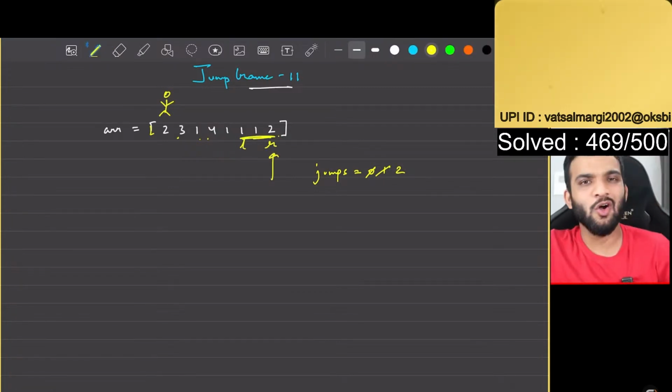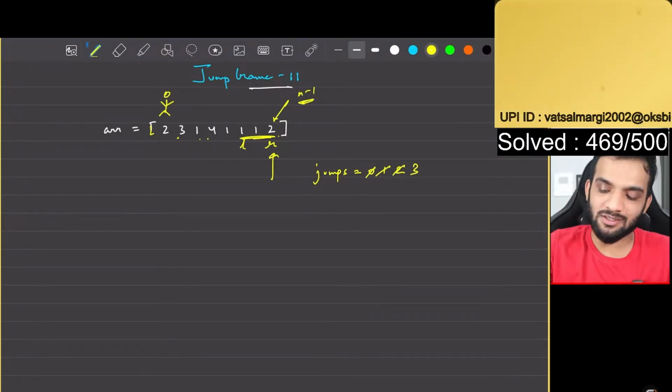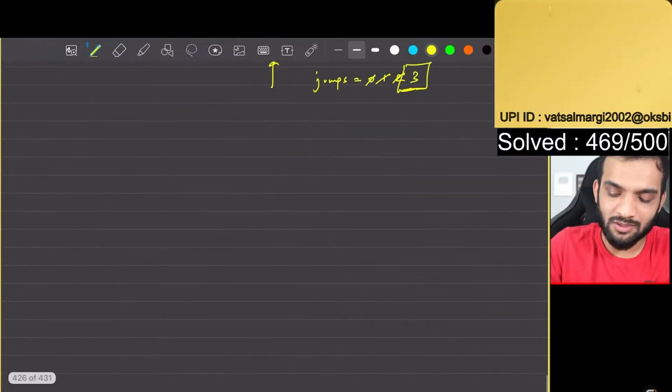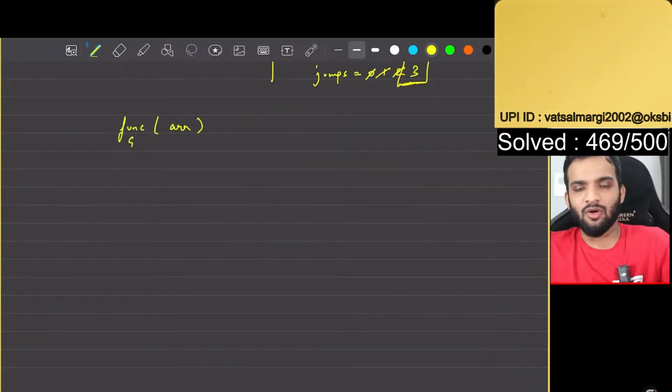And the moment R reaches or crosses the n minus 1th index, I'll update the jump for this one. Once it crosses the n minus 1th index, the jumps is going to be your answer. Got it? Very simple. The code is going to be super duper simple. I'm going to write a function. I have the array, maybe given the size of the array as well. Or if not, you can compute the size of the array.